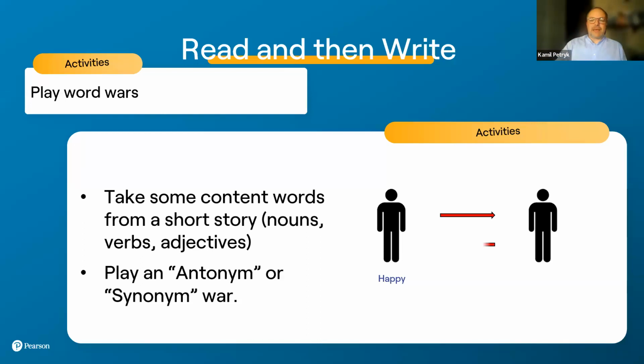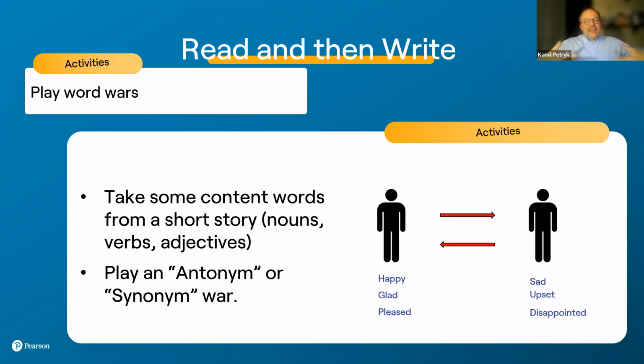So one student says happy, the other student says glad. So then the first student says sad, glad, right? Then upset, pleased, disappointed, and you continue like that with antonyms in pairs of students until one of the students cannot continue. So they lose the war or the match, the word match, based on content words from the story, for example.